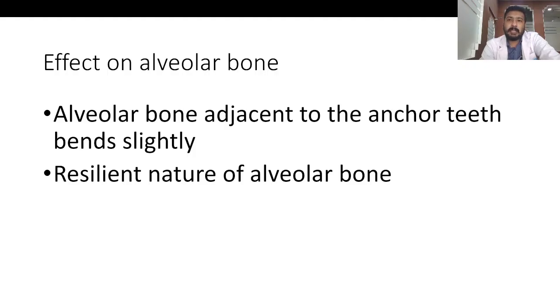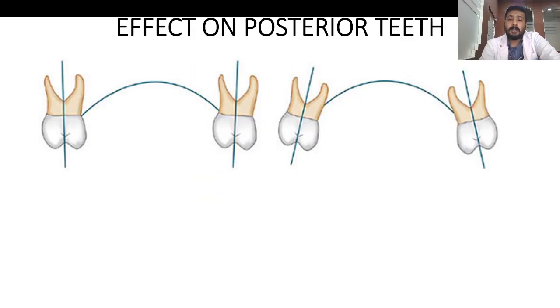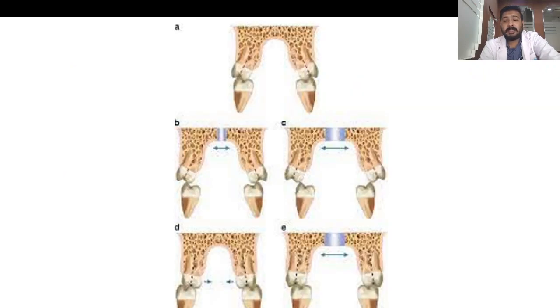So the alveolar bone is generally resilient in nature. Hence, when force is applied, they tend to slightly bend in the direction of the force applied. The effect on the anterior teeth is very common and easily appreciated, as it presents as a midline diastema. The posterior teeth, so this effect is slightly the unwanted or reciprocal effect that occurs. That is, the inclination of the posteriors tends to change. They tend to incline in the direction of the force applied. So it is seen more as buccal tipping of the posteriors.